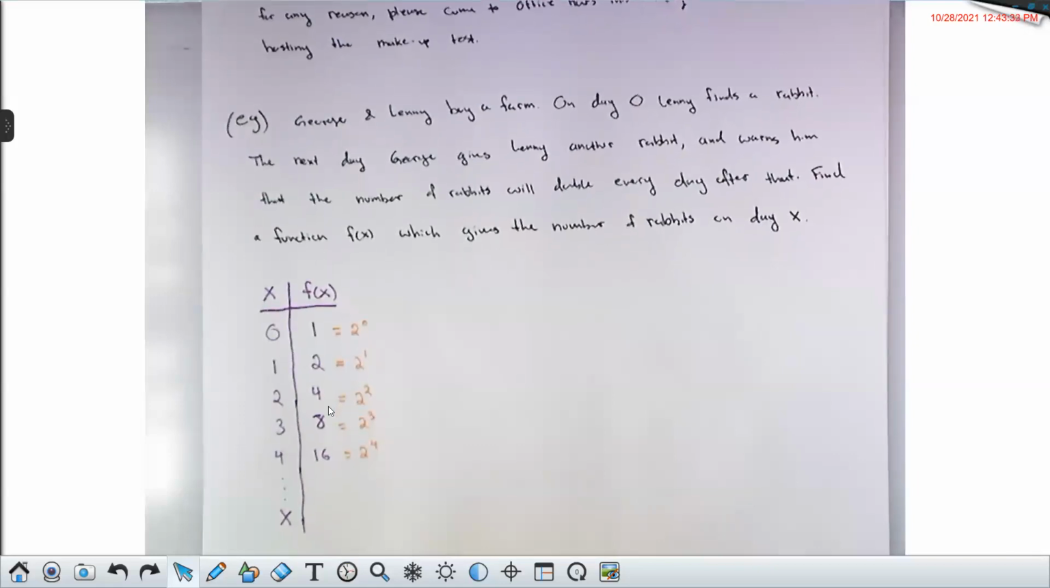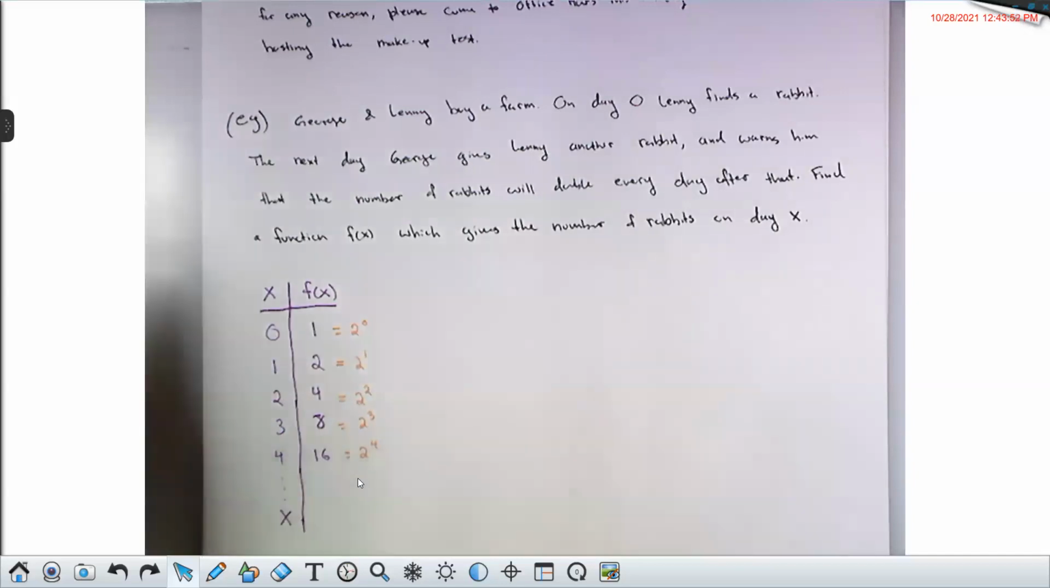So now compare the orange to the left column. When x is 0, we have 2 to the 0. When x is 1, we have 2 to the 1. When x is 2, we have 2 to the 2. When x is 3, we have 2 to the 3. When x is 4, we have 2 to the 4.